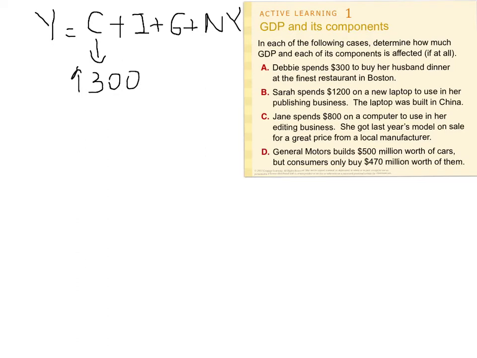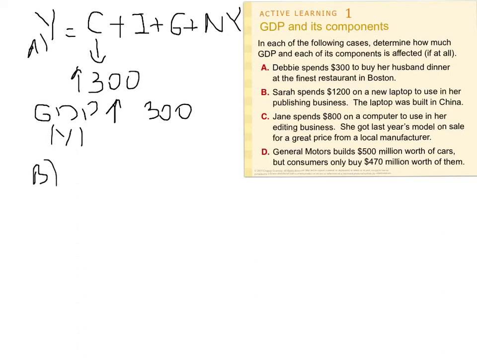So I can conclude that since one of the components increases by $300 on the right hand side, the left hand side, which is the GDP, should increase. GDP increases by $300, which is Y. So this was A. Let's look at B.